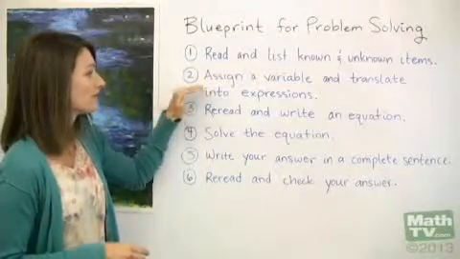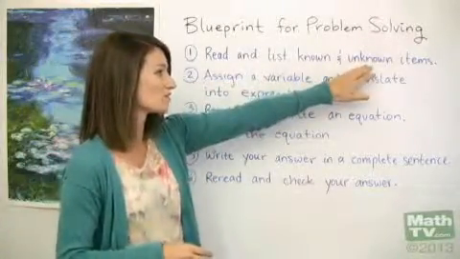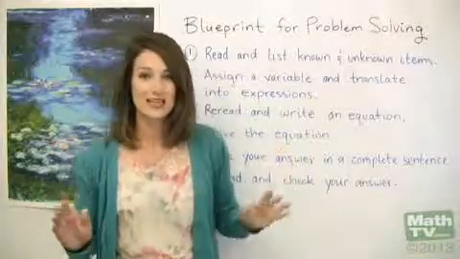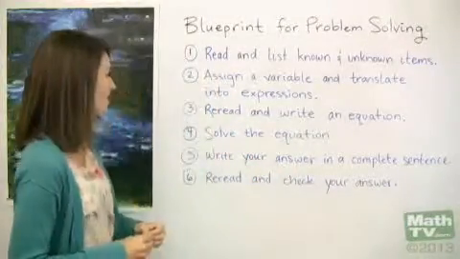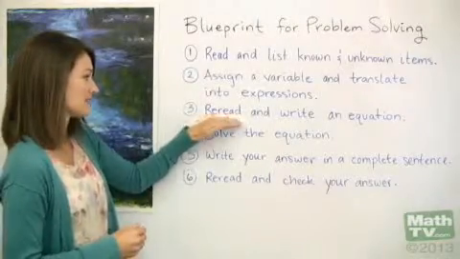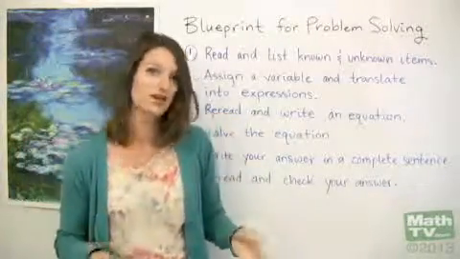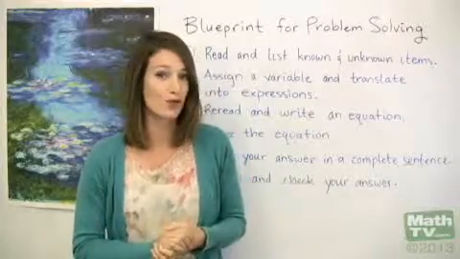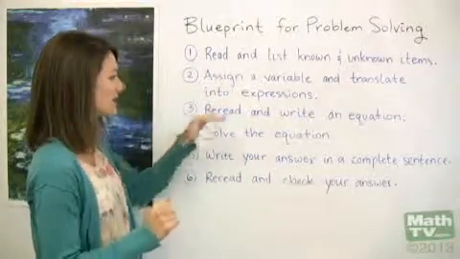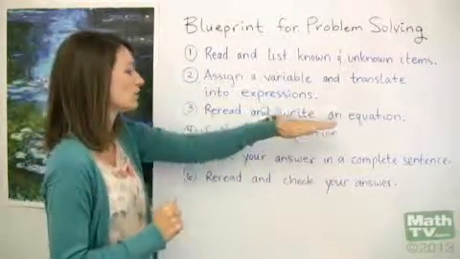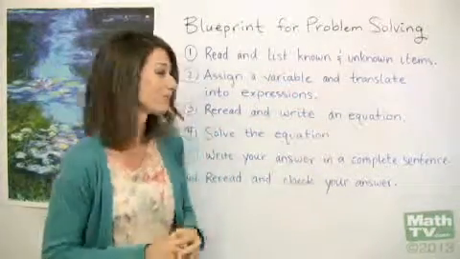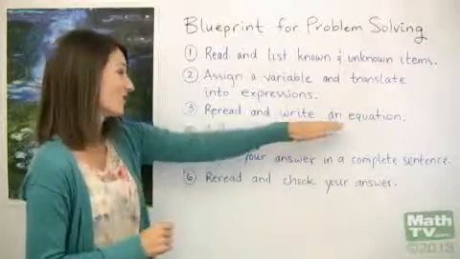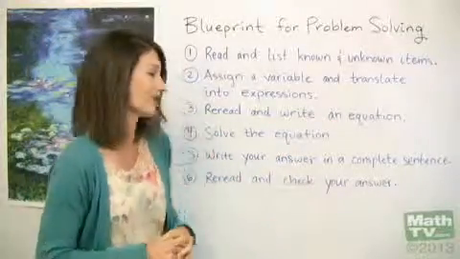Number two, we're going to assign a variable to one of those unknown items and then translate the rest of the information into mathematical expressions. Then, number three has us rereading the problem, making sure that you've acquired all of the important information, translated that into the expressions, and then use these expressions and the variable to write an equation. Step 4 has you solving the equation that you just wrote in step 3.